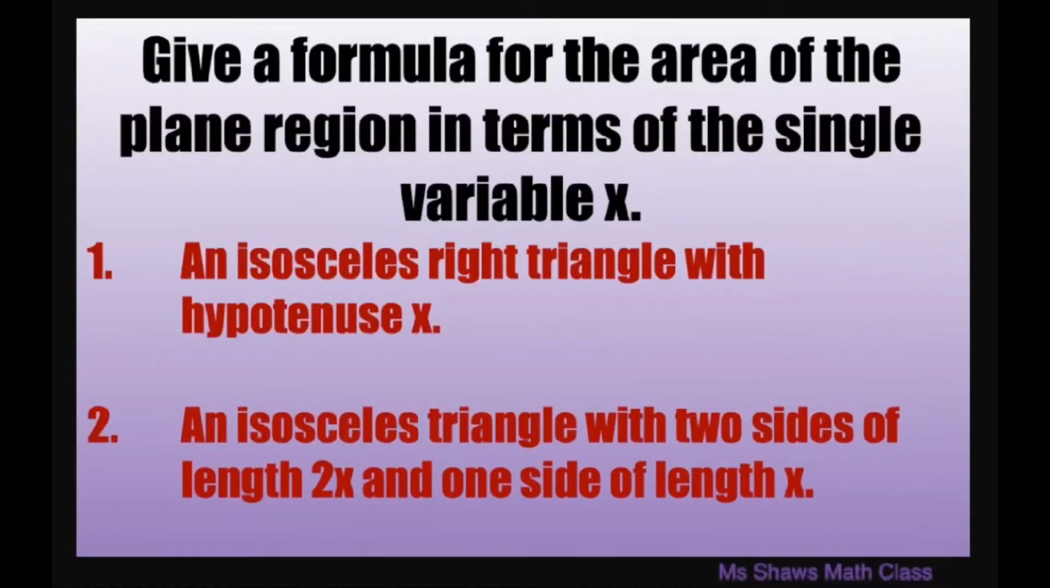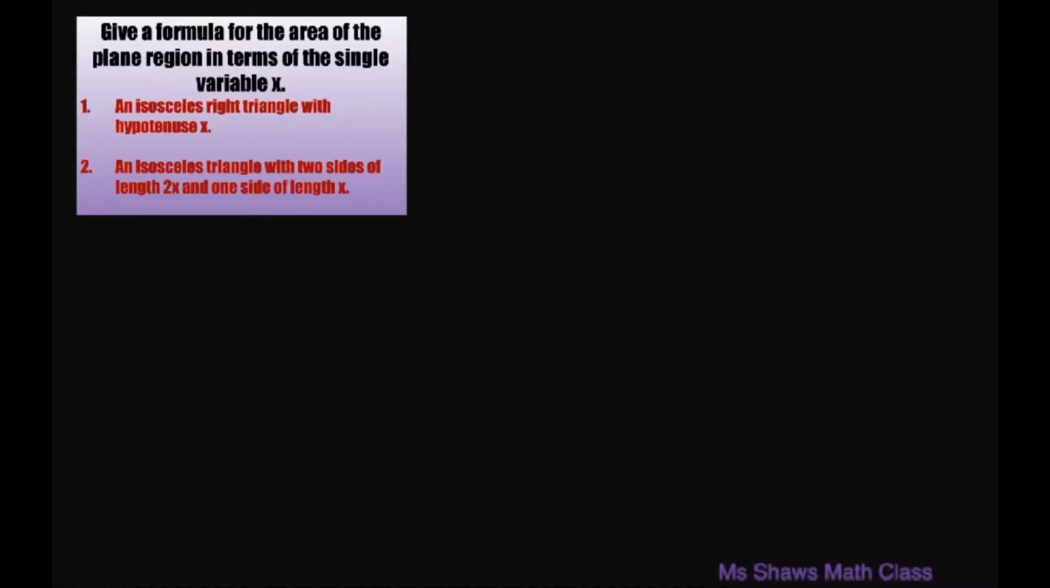Everyone, we're going to give a formula for the area of the plane region in terms of the single variable x. We have an isosceles right triangle with hypotenuse x and an isosceles triangle with two sides of length 2x and one side of length x. So let's do the first one.